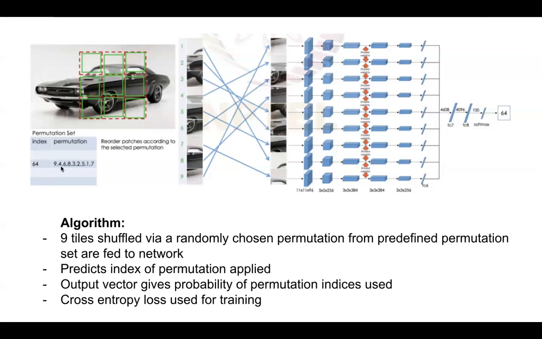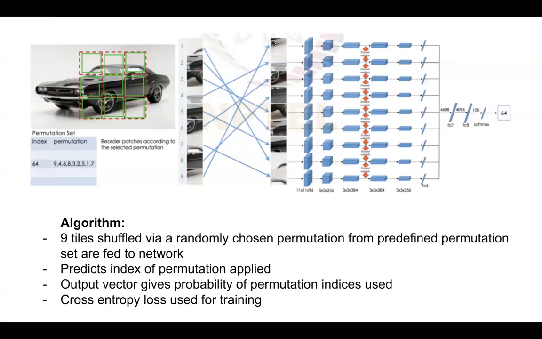So the permutation is 9, 4, 6, 8, 3, 2, 5, 1, 7. So 9 goes first, then 4, then 6, then 8, and just like that. You have the permutations here.